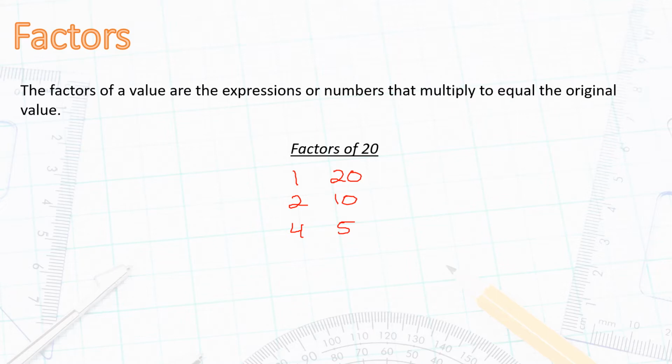However, the negative versions also exist, so negative 1 times negative 20 would also multiply to be 20, negative 2 and negative 10, and negative 4 and negative 5. The negative stuff you probably didn't do before. If you have done factoring before, it's kind of new for us. We're mostly going to focus on the positive factors, but we do need to be aware that the negative ones exist, particularly for factoring a negative number.